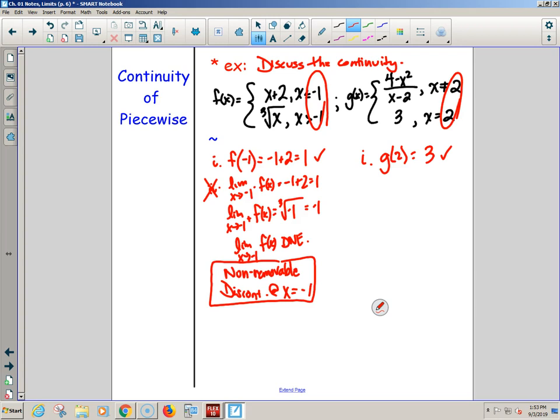But how about condition 2? What's the limit below? Wait. Do I have a piece for below and a piece for above? No, you just have 1. It's the same function. Can't I just do one limit? Yes.